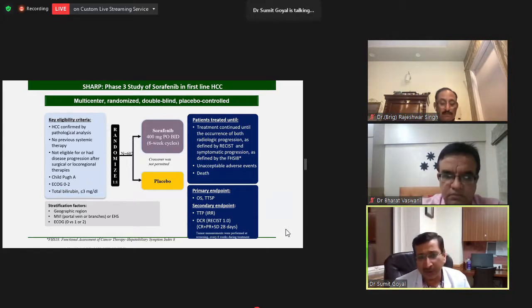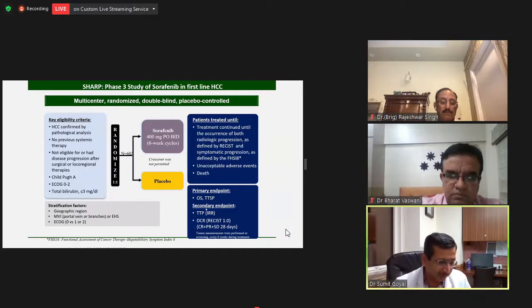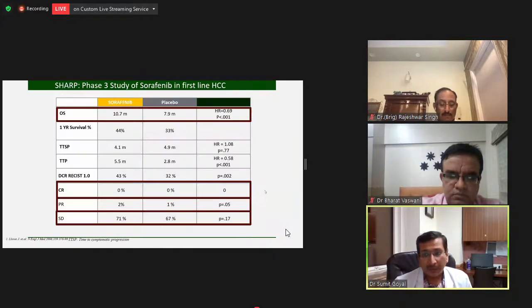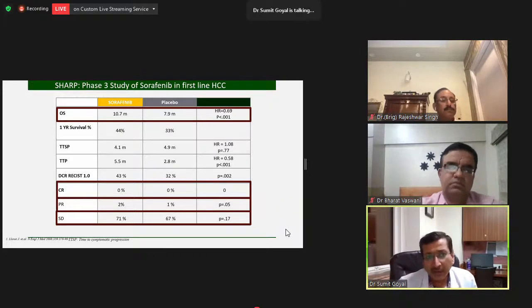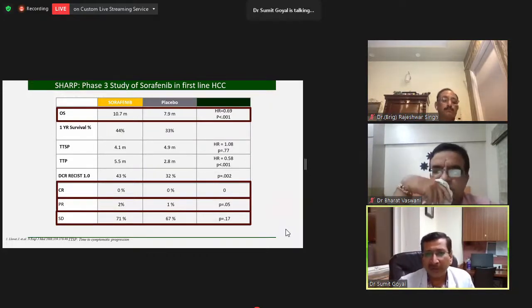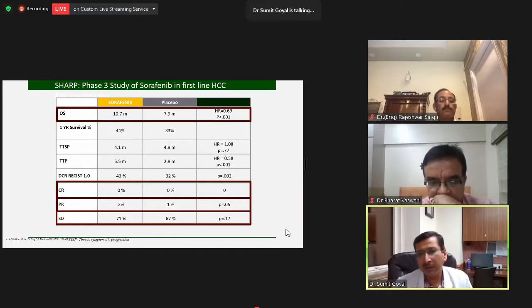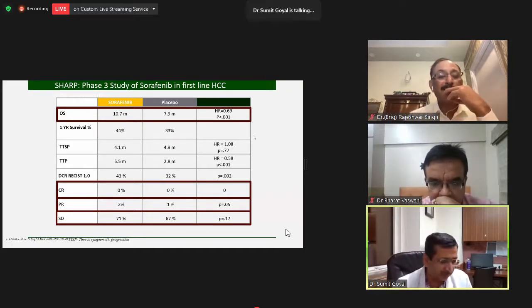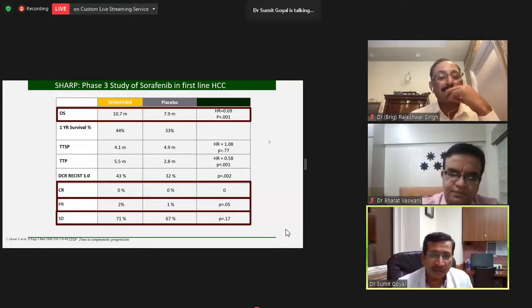Pathological analysis was required at that point of time, with no previous systemic therapy, and patients were not eligible for or had disease progression on or after surgical or locoregional therapies. Sorafenib was given at 400 milligrams BD compared with placebo. The primary endpoint was OS and secondary was time to tumor progression. Looking at the results, sorafenib gave an OS advantage of 10.7 months compared to 7.9 months, which was an achievement in those days. The p value was less than 0.001, and 1-year survival was close to 44%.